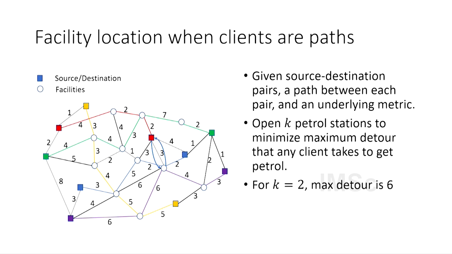Right. So there is this red path, and there is a green path which goes like that, and there's a blue path which goes like that, and so on. Oh, sorry, this blue path went like that. So these are the various paths, and now the question is, how should you place two petrol stations so that the maximum detour any client has to make is as little as possible?